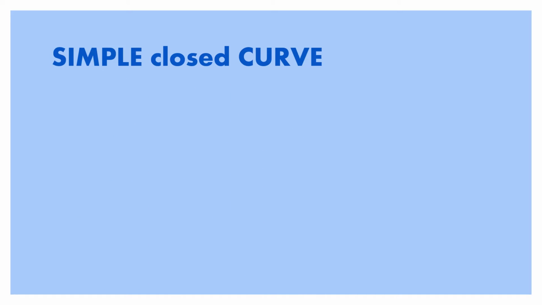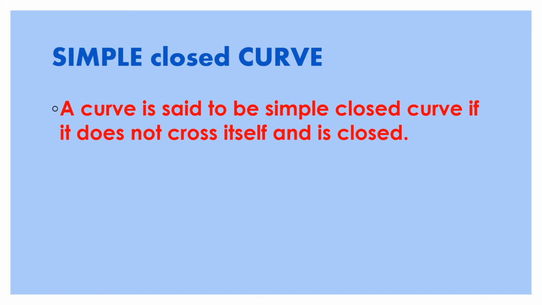The next is the simple closed curve. Very important. A curve is said to be a simple closed curve if it does not cross itself and is closed also. For example, this. It is a closed figure and it does not cross itself. So this will be a simple closed curve.